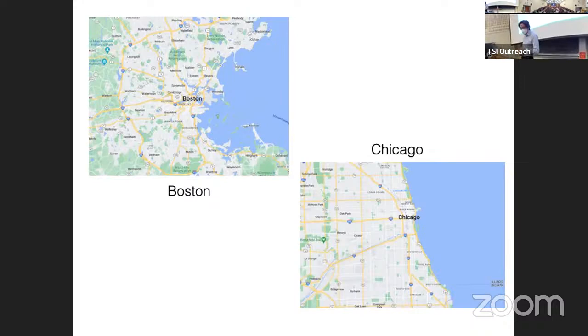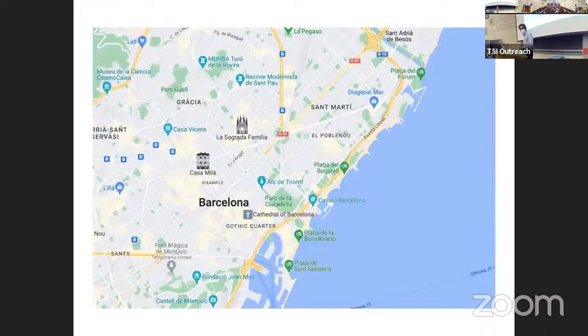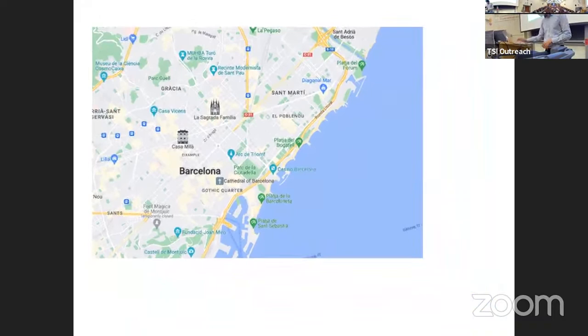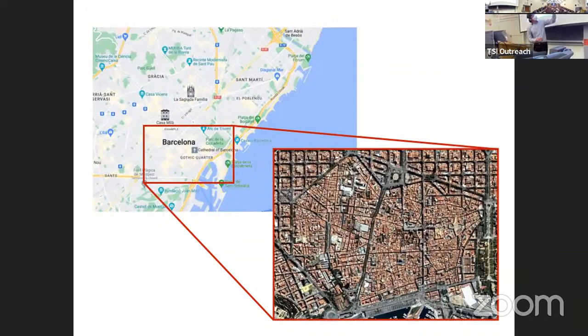You can get some hybrids. This is Barcelona. And you can, for example, zoom in into the oldest, most historic portion of Barcelona. And this interesting polygonal kind of area corresponds to what is basically the old fortress that defined the city for hundreds of years. But eventually, this city outgrew this weird shaped region.